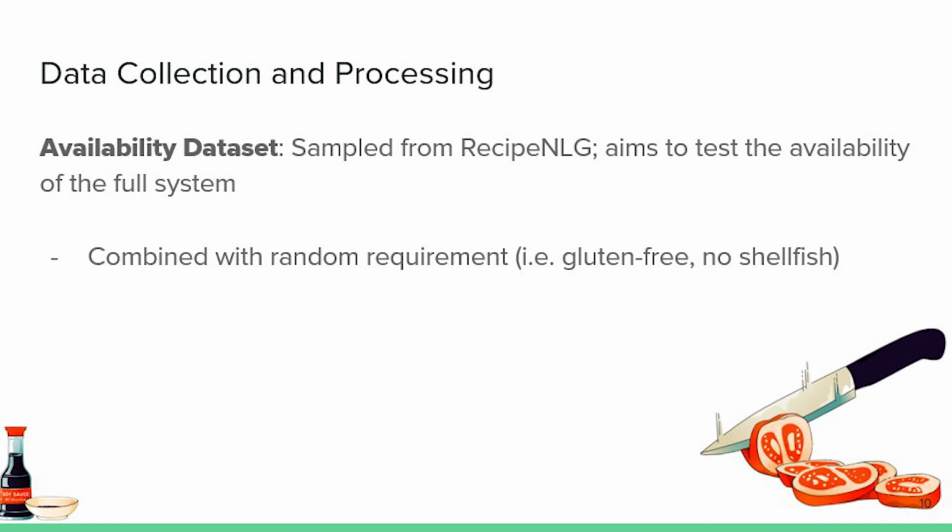The next one is an availability dataset, stemmed from the RecipeNLG, and aims to test the availability of the food system. And the processing method is to combine the recipe with a random requirement, such as allergy-free or serving a special kind of people, like pregnant people.